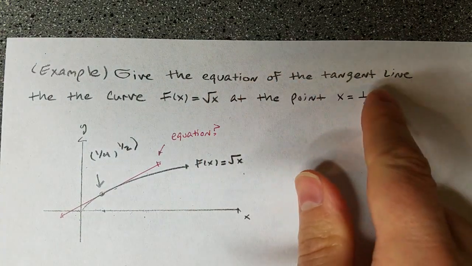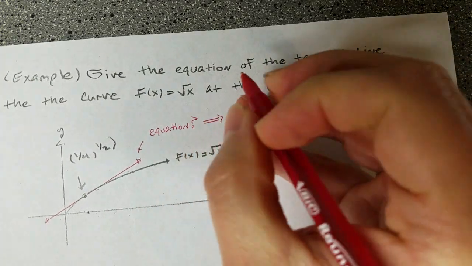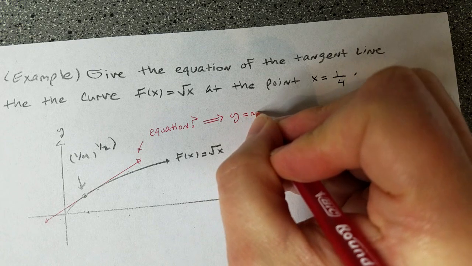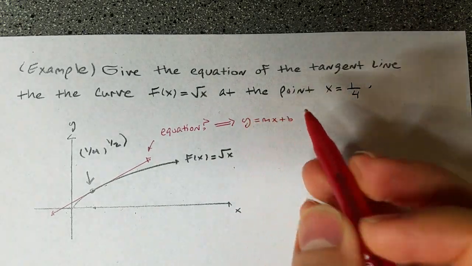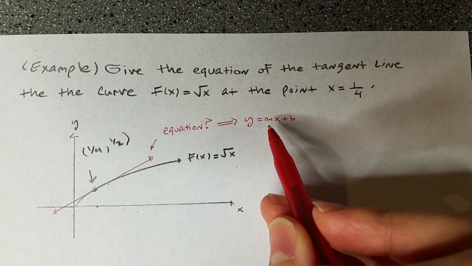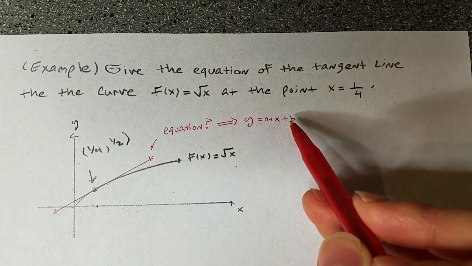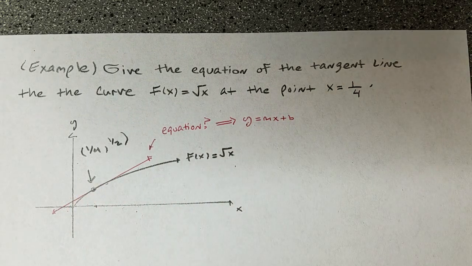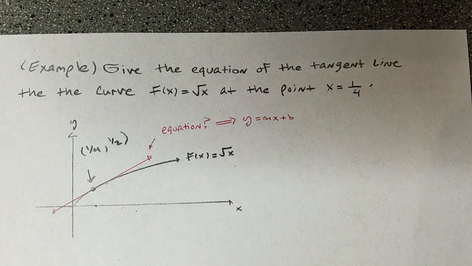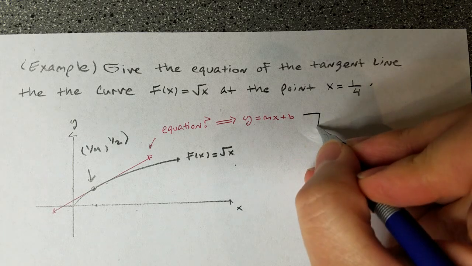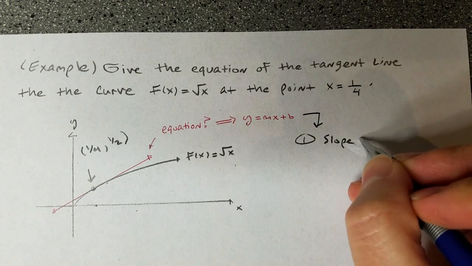Well, the tangent line is a line. And lines have an equation, y equals mx plus b. All right? So that's going to be our answer. It would just be a matter of finding m, which is the slope of this line, and b, which is the y-intercept. If you knew each of those things, you'd have your answer. That would be the equation. But let's break it into two parts. First, let's find the slope, or m.